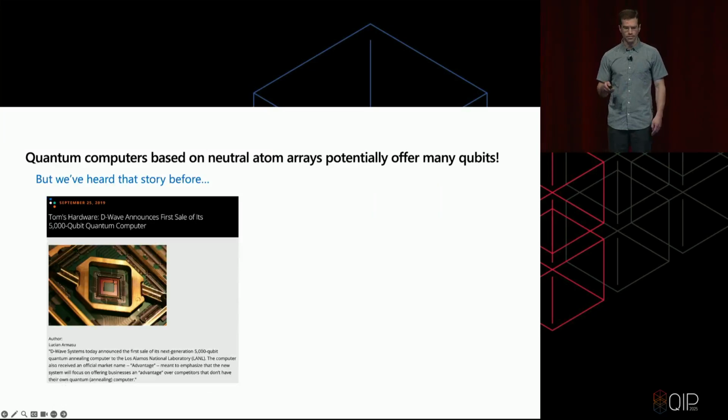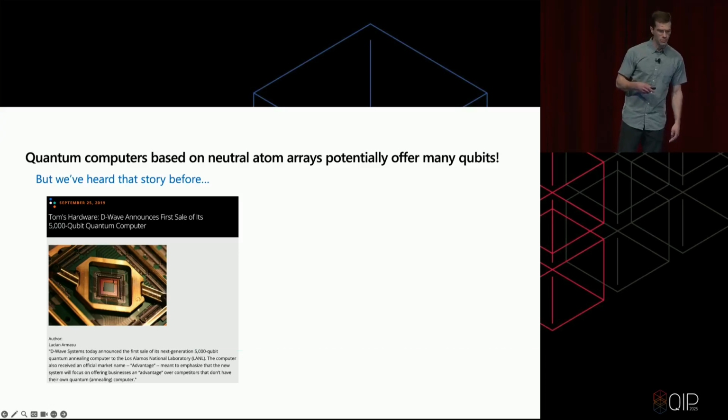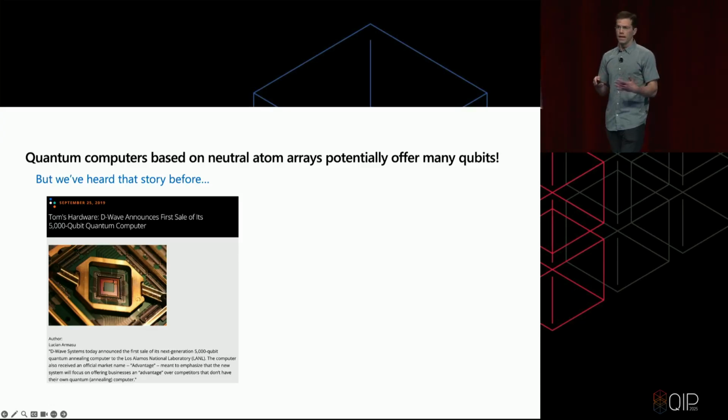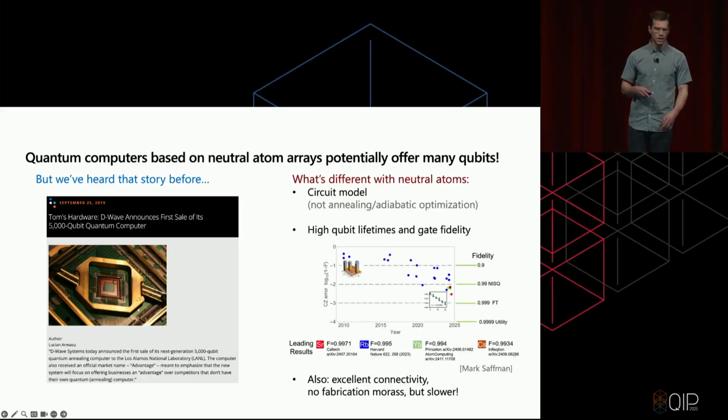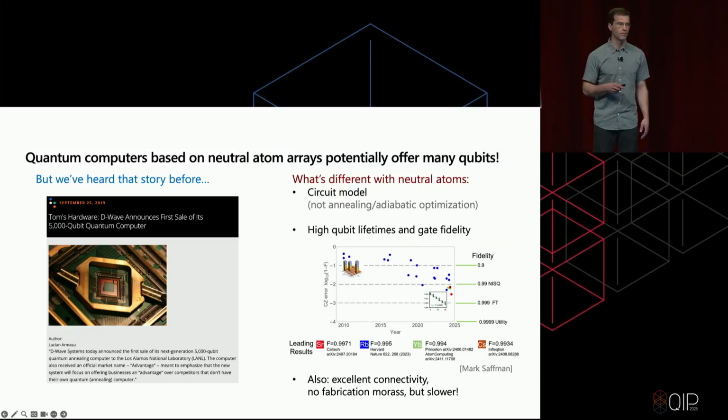Of course, we've heard this story before. So D-Wave in 2019, for example, announced a 5,000 qubit superconducting qubit quantum computer, quantum computing device, whatever you want to call it. And I think last year D-Wave announced that they have a 4,000 qubit, but less noisy quantum computing device. So what's different with neutral atoms? A big difference is we're talking about the circuit model. It's not an analog model of computation. We're not using adiabatic optimization, something like that. We're using the digital circuit model.